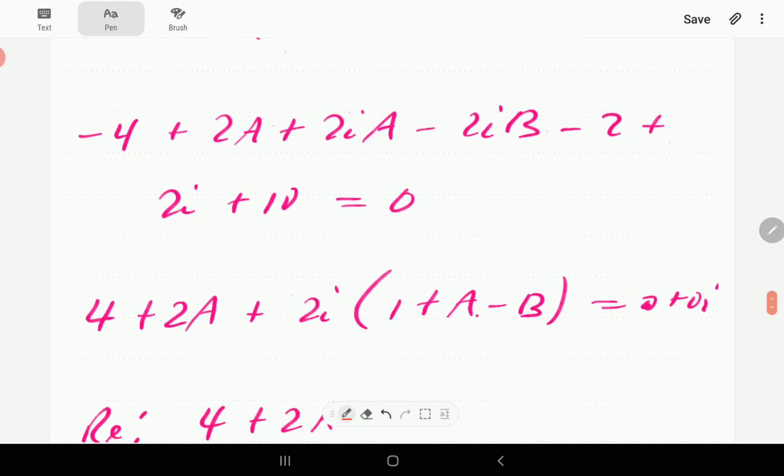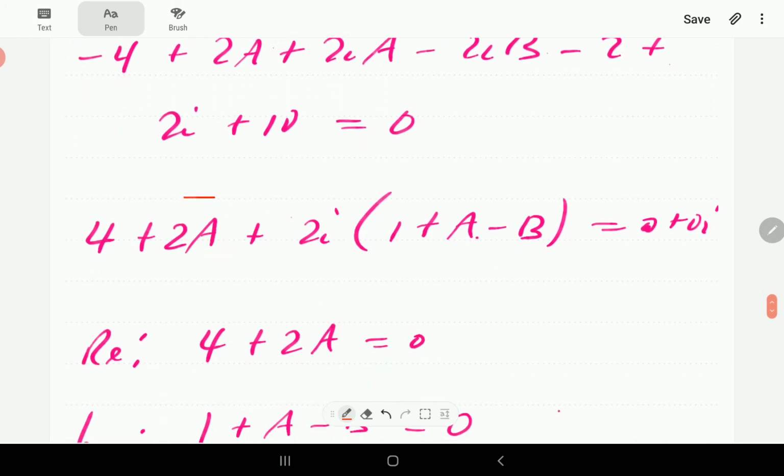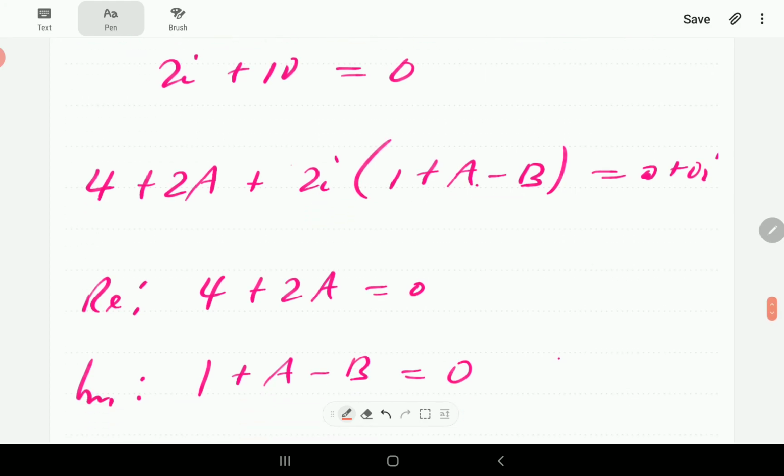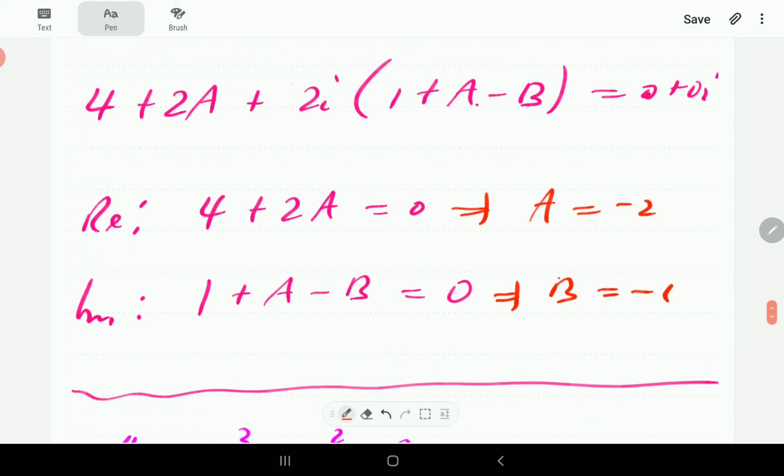Remove brackets and then collect terms. Real terms work out to 4 plus 2a. Imaginary terms work out to 2 into 1 plus 8 minus b. So 4 plus 2a is equal to 0. This tells us that a is going to be equal to negative 2. Then if a is negative 2, from the second equation, that tells us that b is going to be equal to negative 1. If we plug in negative 2 here, so b is going to be equal to negative 1.